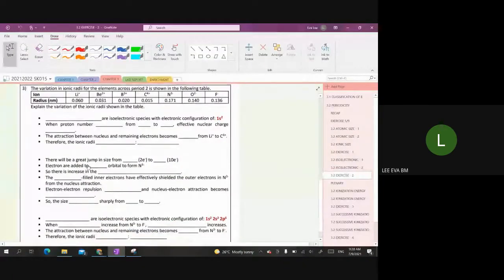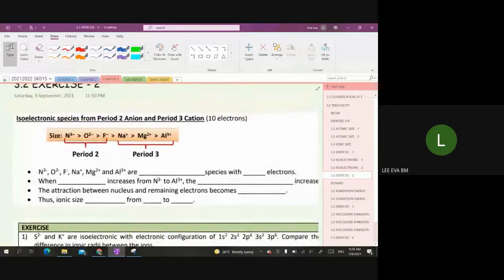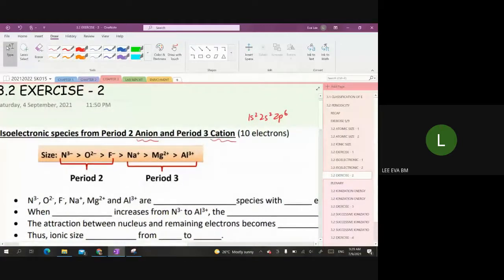So let's look at the exercises. Okay, for this one also mentioned in the video, so madam put it as exercises for you to fill in. Okay, let's look at it together. If you look at the isoelectronic species from period 2, the anions, and period 3, the cations, all of the species mentioned over here have 10 electrons with the electronic configuration 1s2, 2s2, 2p6, 10 electrons. Okay, so you're looking at this one.